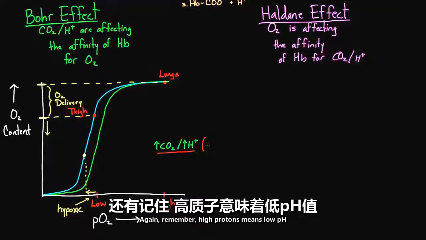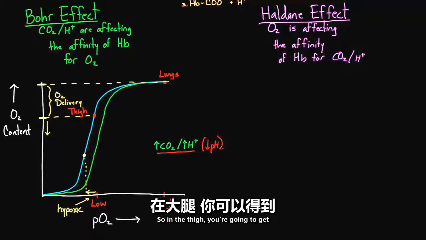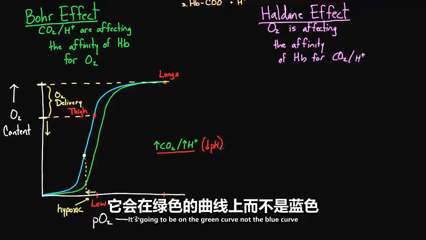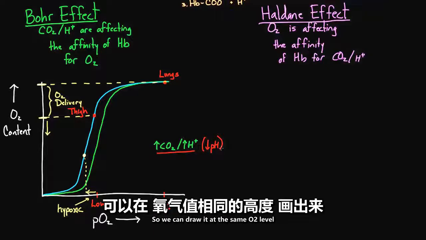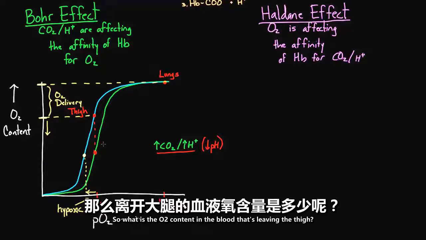Again, remember, high protons means low pH, so you can think of it either way. So in the thigh, you're going to get a different point, right? It's going to be on the green curve, not the blue curve. So we can draw it at the same O2 level, actually being down here. So what is the O2 content in the blood that's leaving the thigh?